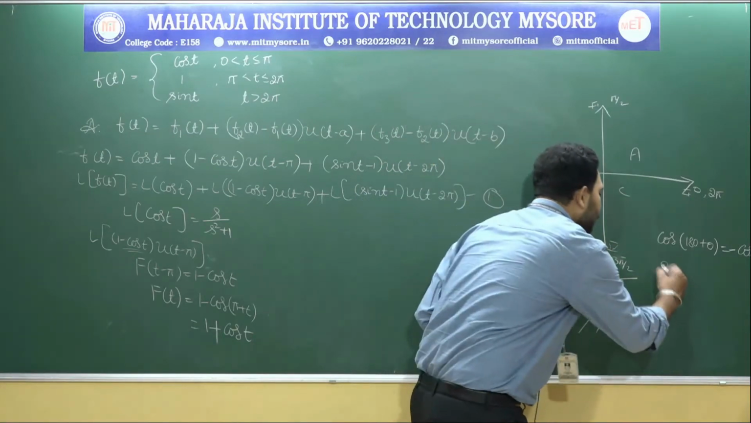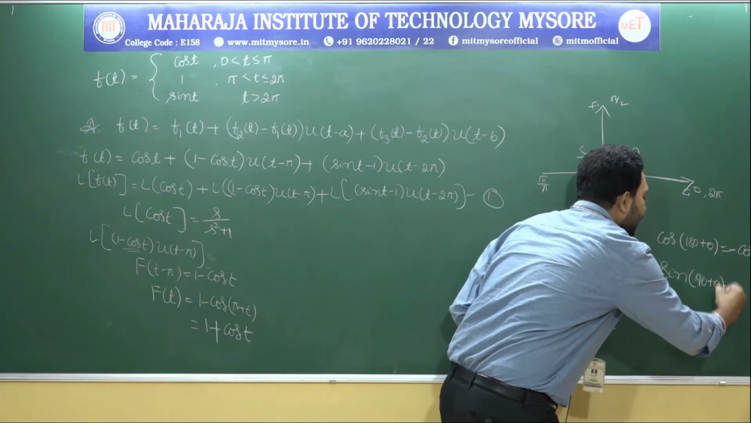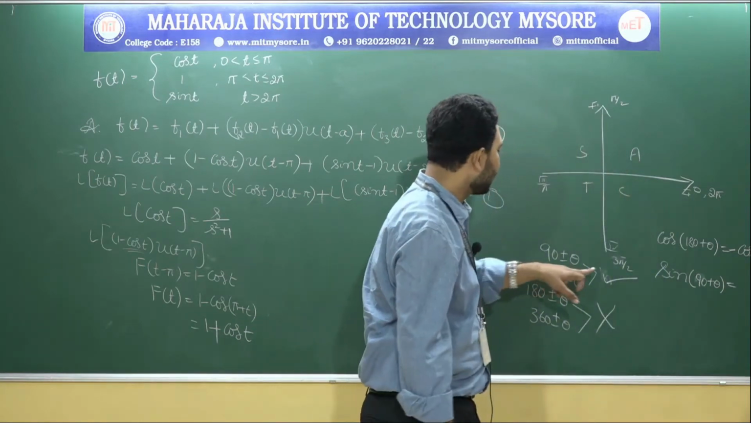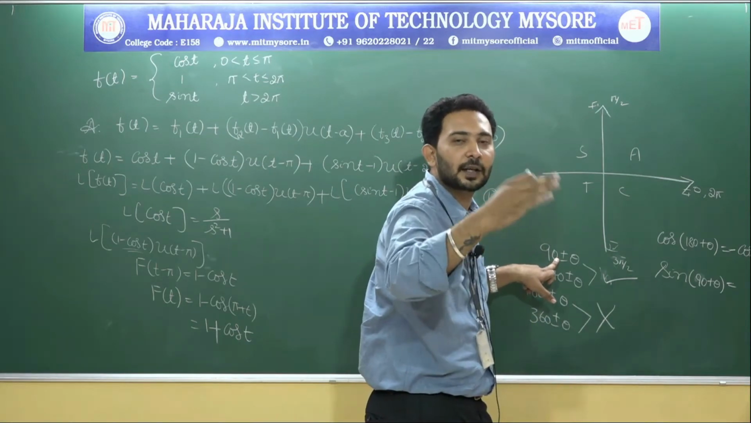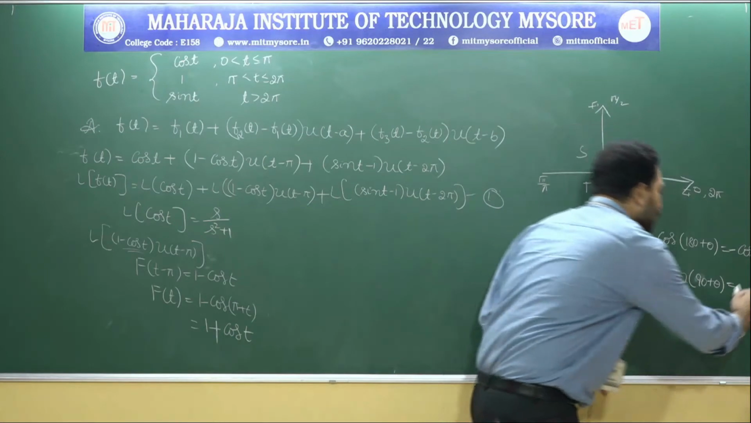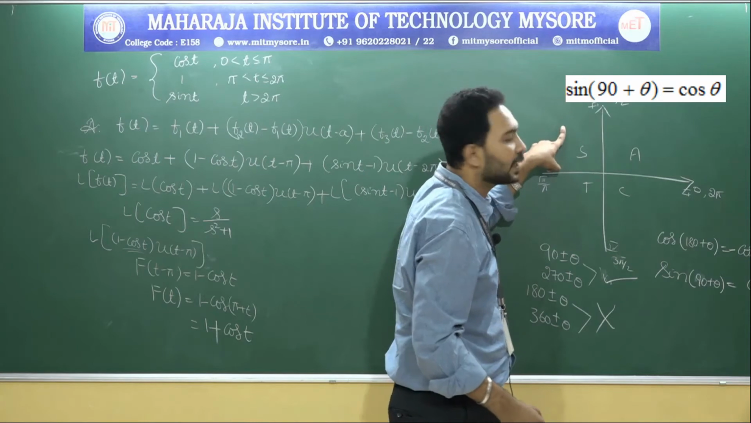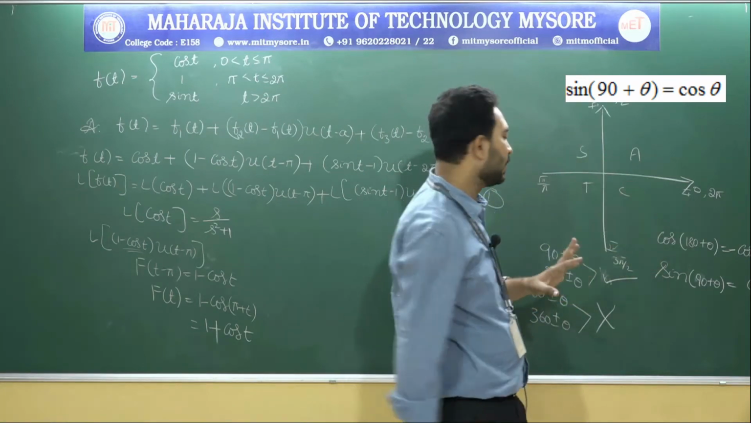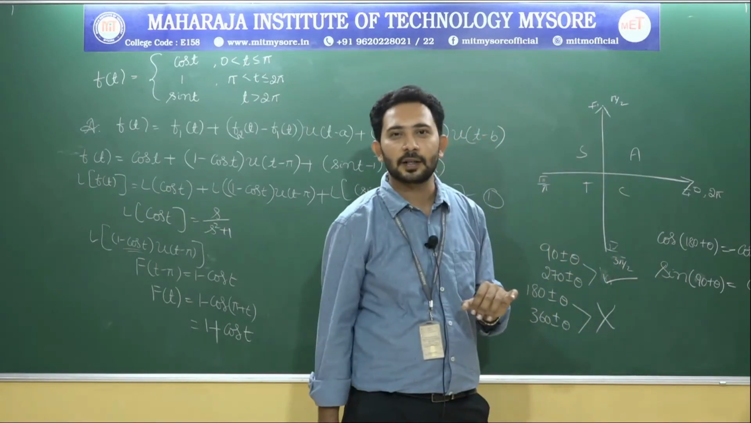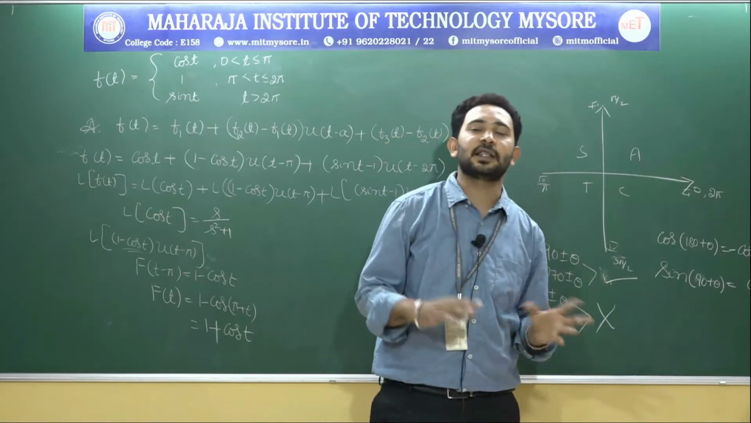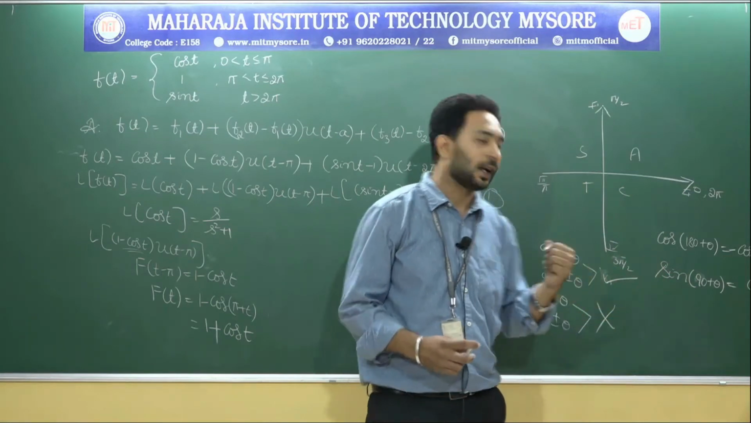I will take one more example. Sin of 90 plus theta. What is sin of 90 plus theta? In the case of 90, sin becomes cos, because for 90 and 270 the function will change. So sin becomes cos theta. 90 plus theta is in the first quadrant, where we have sin only, so sin of 90 plus theta is cos theta. Similarly, we can find cos of 90 plus theta, tan of 90 plus theta, tan of 270 plus theta, and also one more thing.